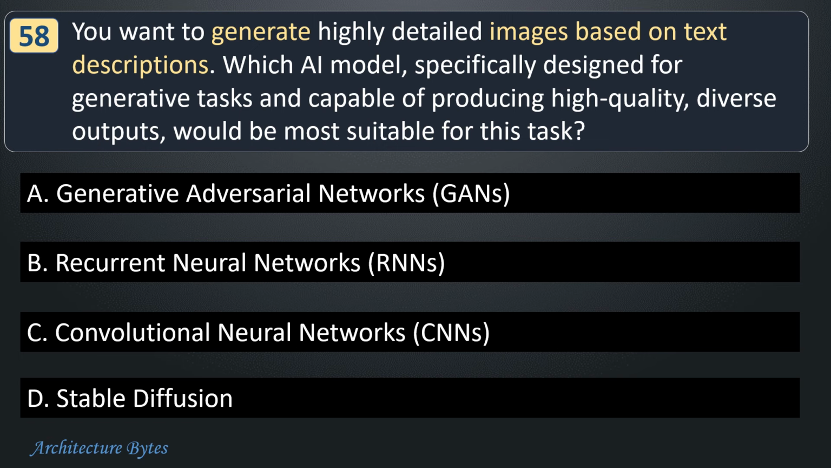You want to generate highly detailed images based on text descriptions. Which AI model specifically designed for generative tasks and capable of producing high quality diverse outputs would be most suitable for this task? Option A, generative adversarial networks. B, recurrent neural networks. C, convolutional neural networks. Or D, stable diffusion.